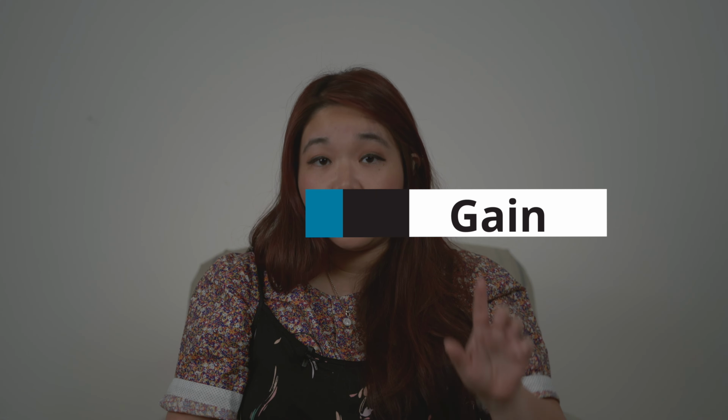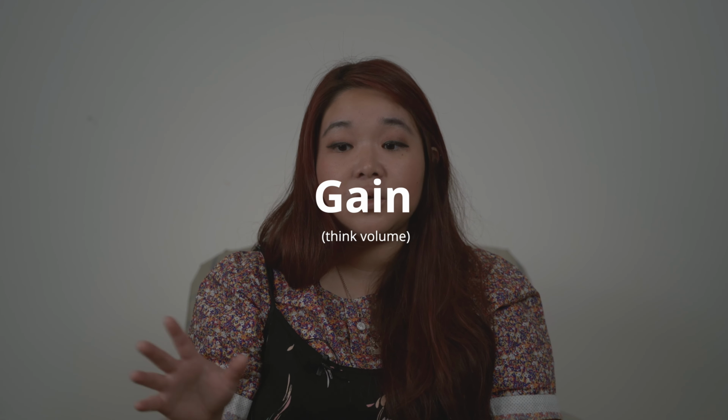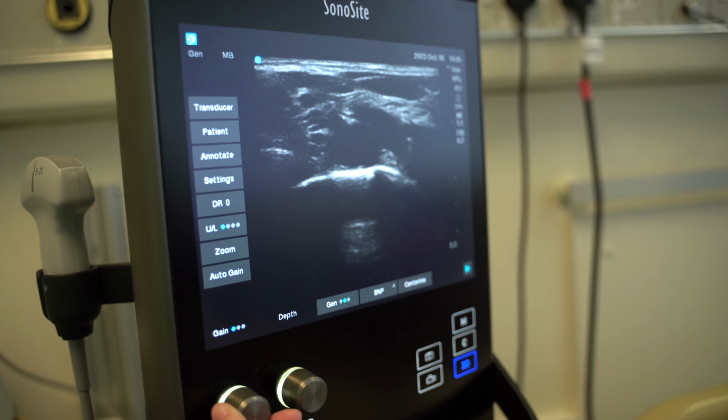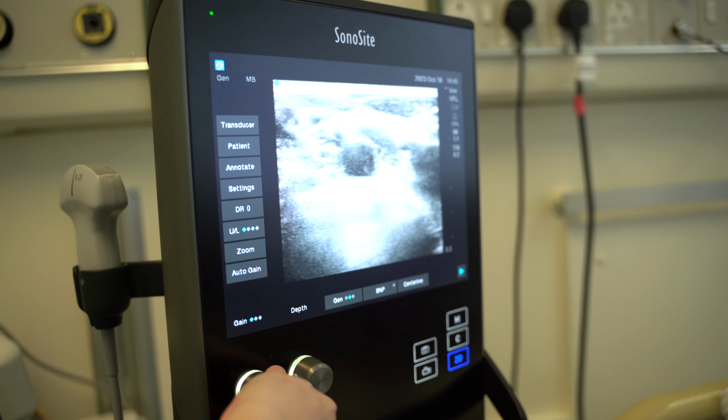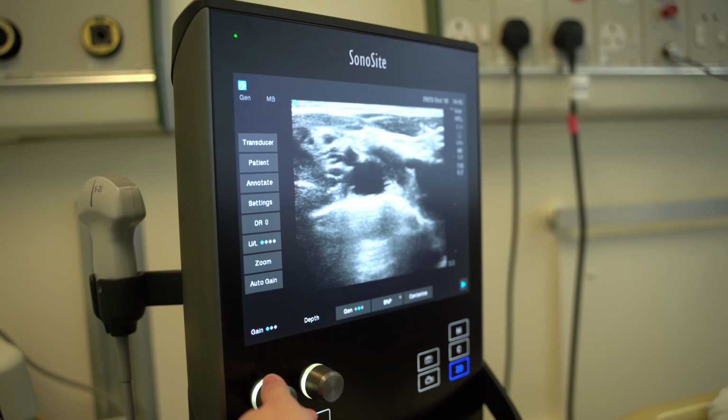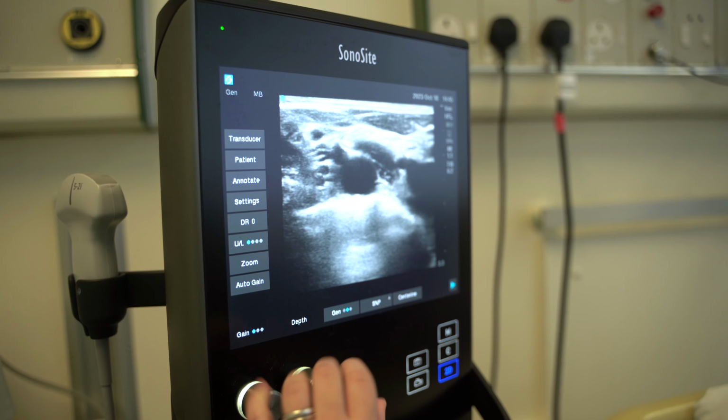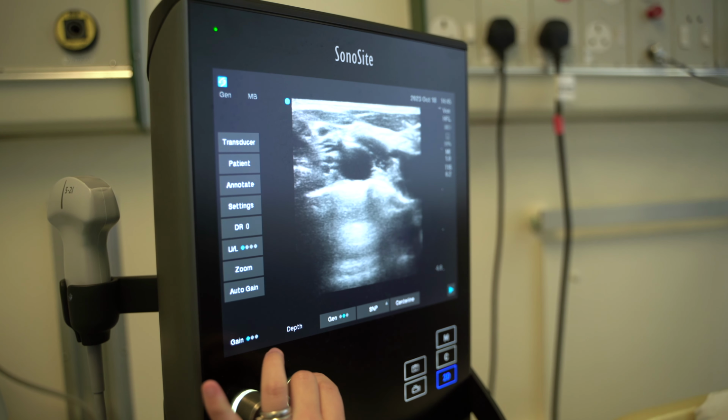Now let's deal with volume or gain first. You may have heard ultrasound operators say, please turn the gain up. Pay attention to the image as it becomes brighter and the noise or speckle becomes more noticeable. So gain is equal to volume. Turning the gain up will increase the volume and the brightness of your image, and turning it down decreases the volume and makes it look darker.